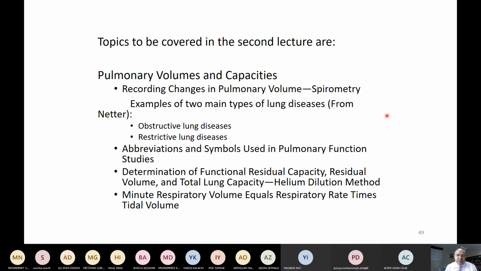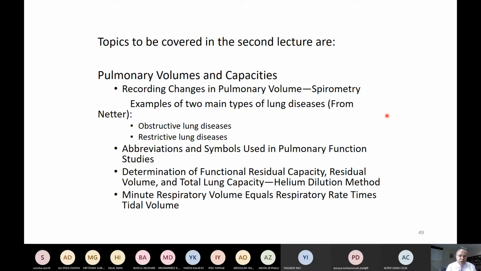Examples of lung diseases, I hide the slide. I am not going to discuss them in this lecture, although it is here in the contents. And then we will see determination of functional residual capacity, residual volume, and total lung capacity by the helium dilution method, because recording changes of the pulmonary volumes by spirometry is not able to measure the functional residual volume directly. Helium is used to measure them.